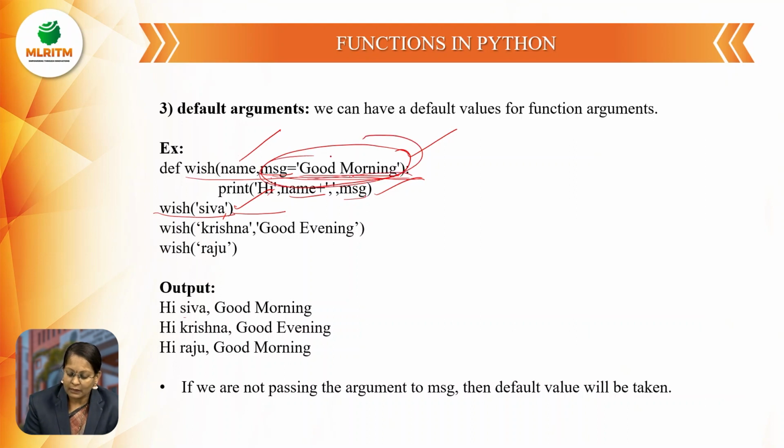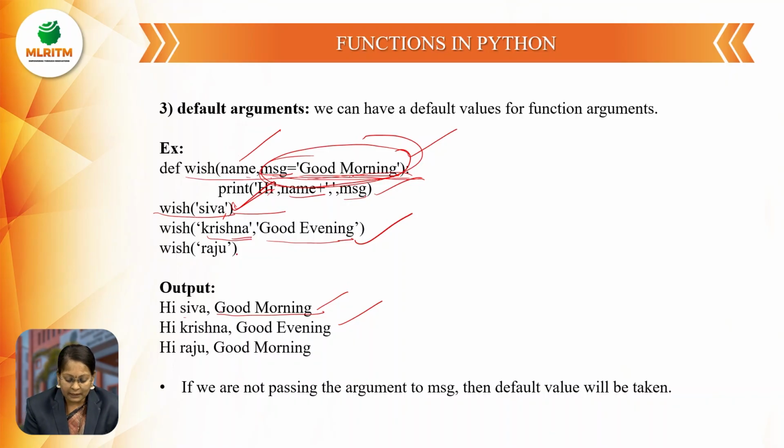So in default argument, we are not calling with a parameter argument value. Here in this example, just observe this one. Wish Krishna, in the place of name Krishna, and again here we are passing the message as good evening. That's why here it will print hi Krishna good evening. But in this function call wish Shiva, we are not passing any value to message. That's why it prints only the good morning, the default value of the message.